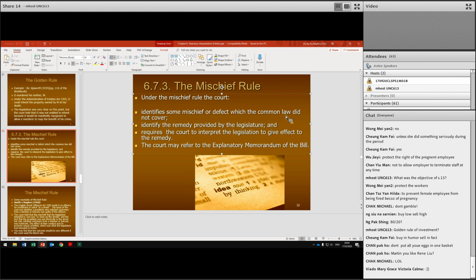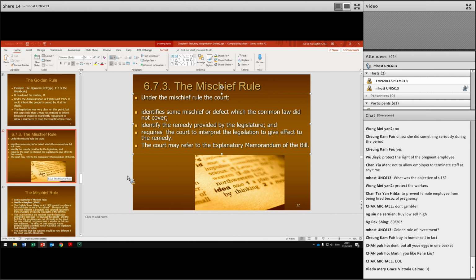In the memorandum, you will know what were the problems faced by the government. Usually, the government will only enact legislation when there are some problems which cannot be solved by common law. If the problem can be solved by common law, there's no need for the government to enact any legislation. There must be something not covered by common law. Okay?